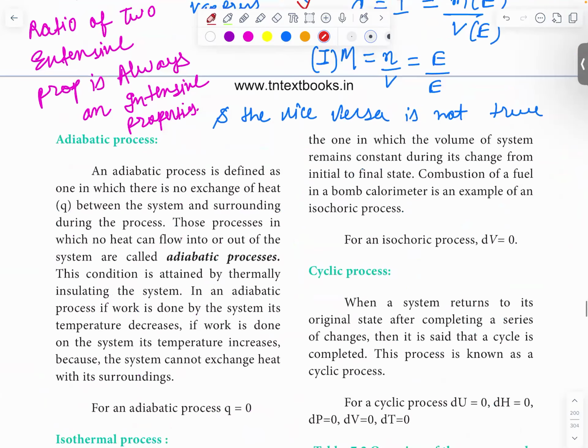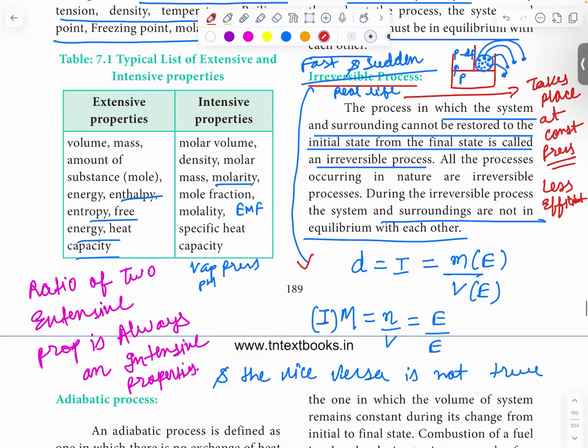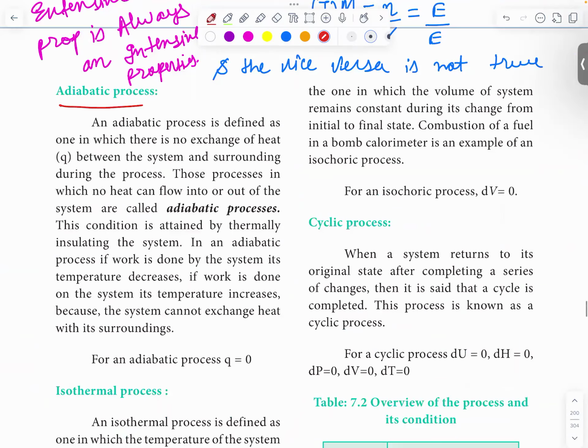Then we have other processes also, like the adiabatic process. The adiabatic process is the process in which you have an isolated system, and the heat exchange between the system and surrounding is zero. For the adiabatic process, you can say q is zero. Many other things we are going to understand later in this chapter, like what adiabatic expansion is and how adiabatic expansion is going to be done.